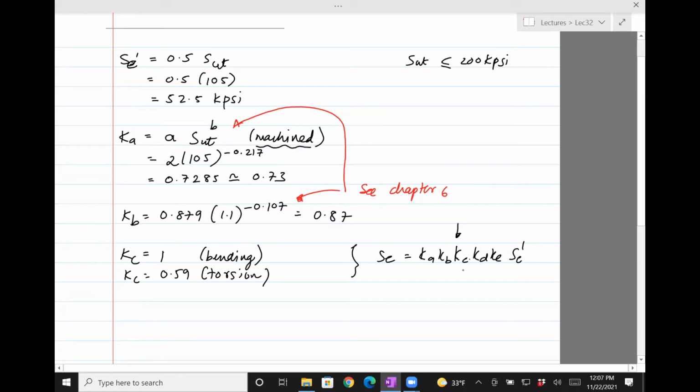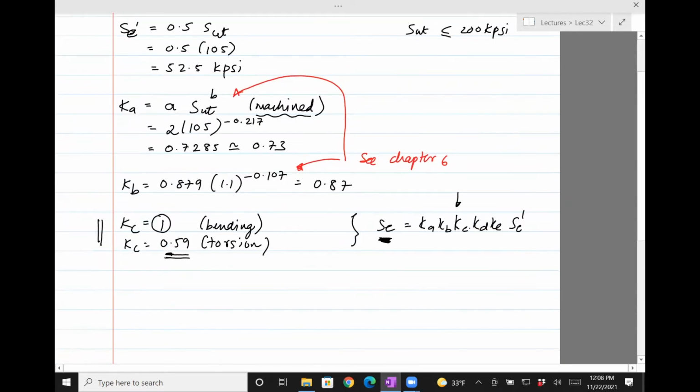So the smaller the value compared to 1, say 0.99, the lower the endurance compared to 1, which has a factor of 1. So we have a choice here which one to use. If you use 0.59, it will reduce the endurance strength and give you a smaller factor of safety. So you can either be conservative or less conservative.